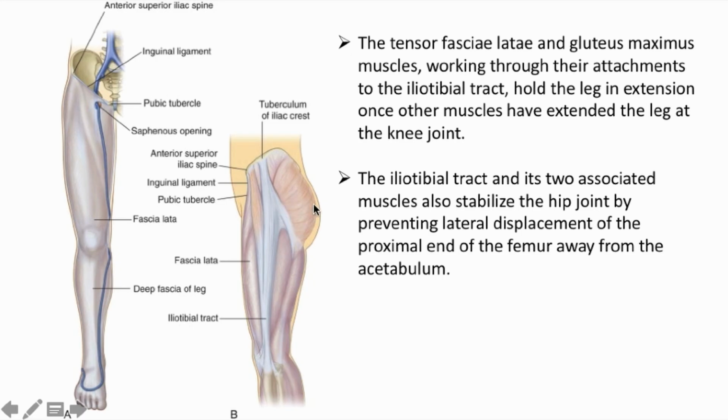And the tensor fasciae latae and gluteus maximus muscles, working through their attachments on the IT tract, hold the leg in extension once the other muscles have extended the leg at the knee joint. So the iliotibial tract and its two associated muscles also stabilize the hip by preventing lateral displacement of the proximal head of the femur away from the acetabulum. Very cool.